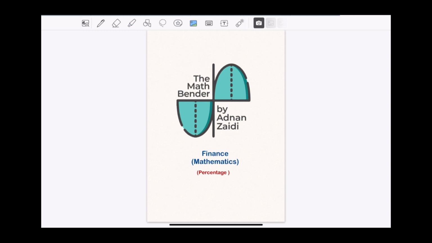Hello everyone, and this is my first session on financial mathematics, and I'm going to be discussing percentages precisely. So let's start.